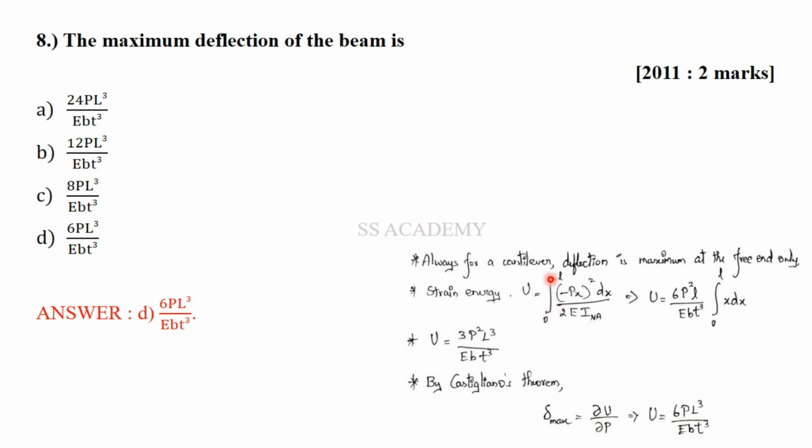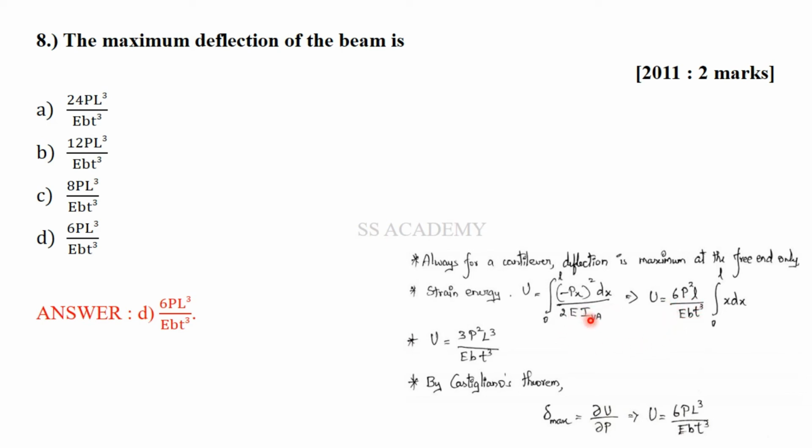So here we are calculating the strain energy. As I stated earlier, due to the transverse shear load, there will be bending moment, which will be P into x. So minus Px whole squared into dx by 2EI. We are integrating over the length of the beam, so it is 0 to L. You will be getting 6P squared L by EBT cube.